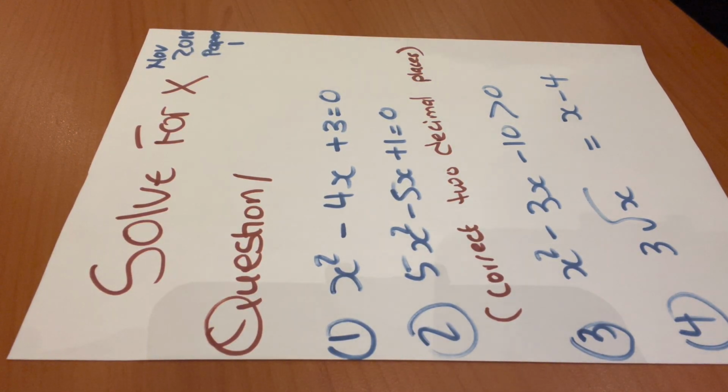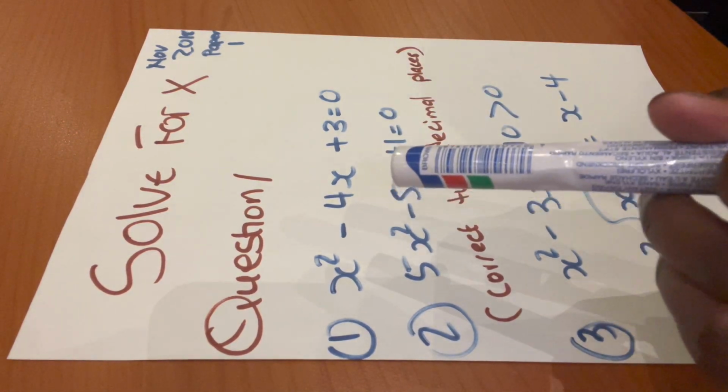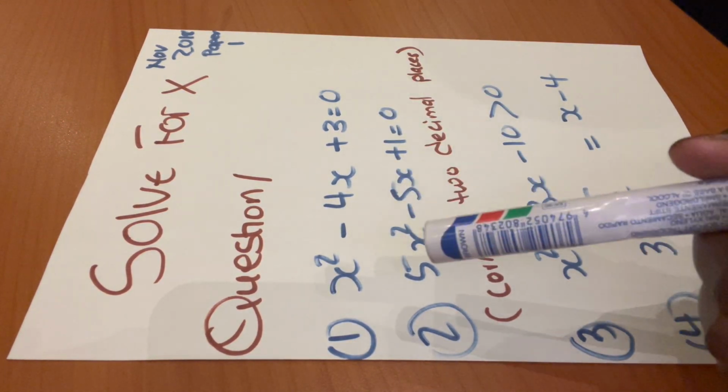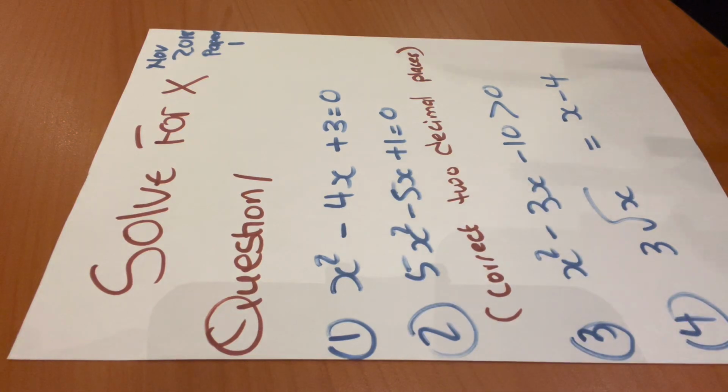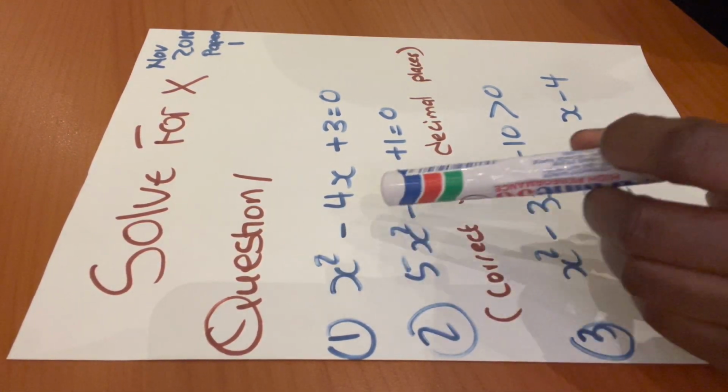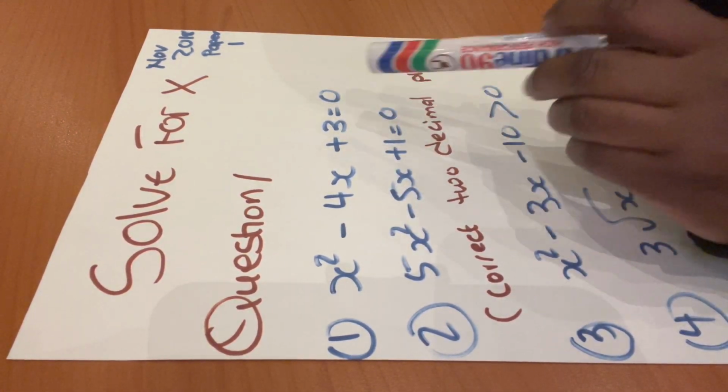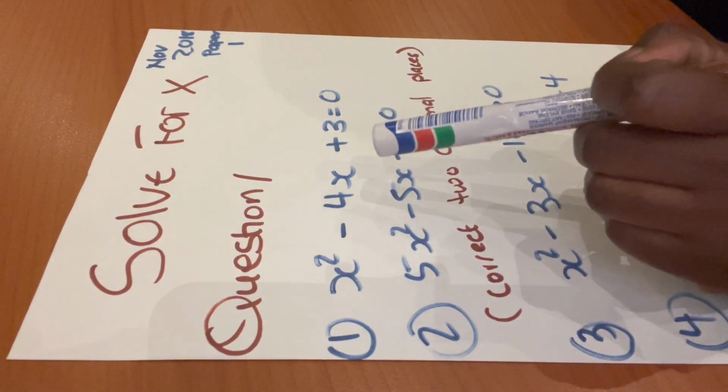In this video we're going to be solving for x, and we're taking the question from the 2018 November paper 1. The first question says x squared minus 4x plus 3 equal to 0, and we have been asked to solve for x.